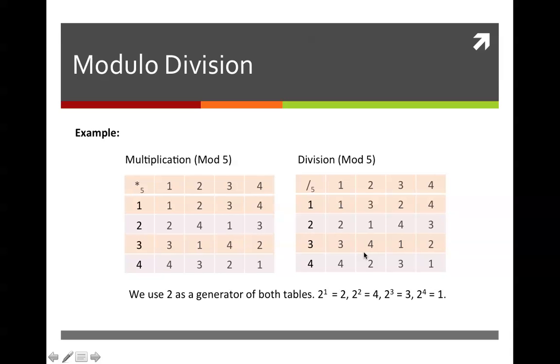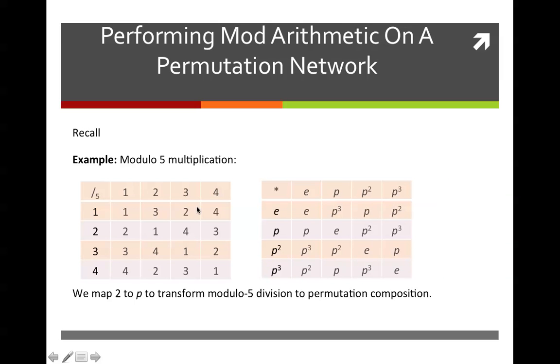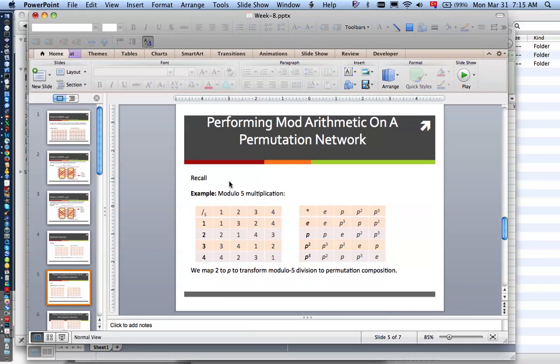And of course, as before, we use 2 as a generator for both tables, and that's how these numbers are represented. Actually, this is fixed once we fix the multiplication, so these numbers are still going to be represented by powers of 2. This is kind of critical because we will then take that generator to the generator of the permutation group, and because both of them are cyclic, they're going to carry the same computation in 2 different forms. So here's modulo 5 division, I should say.